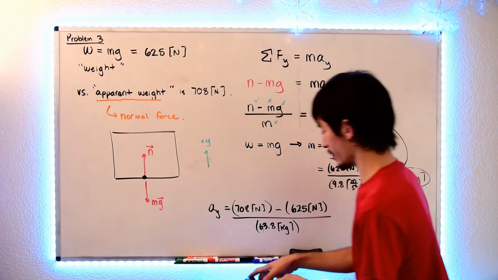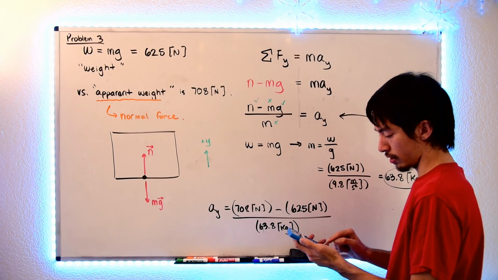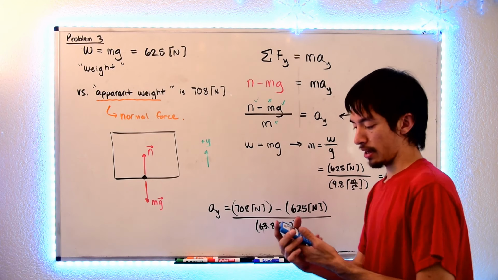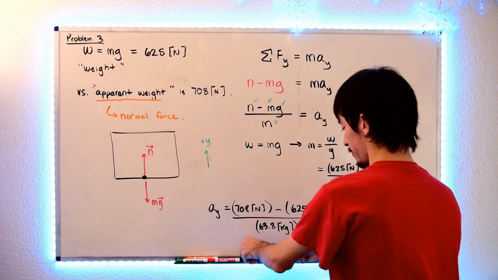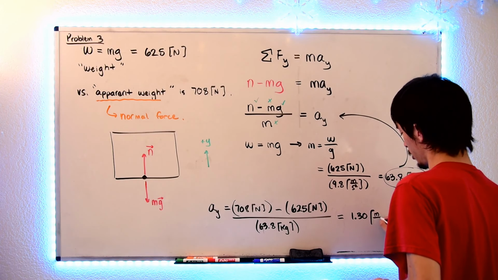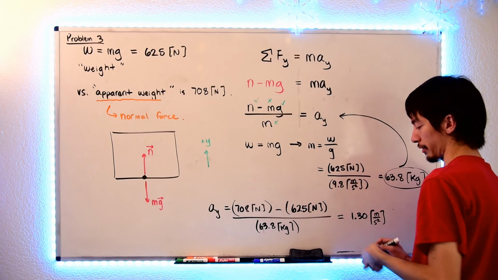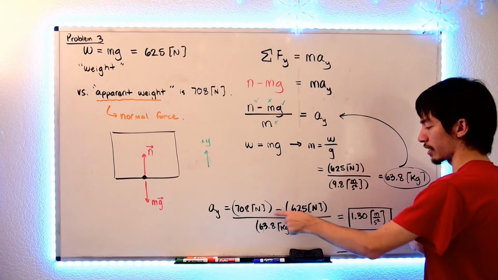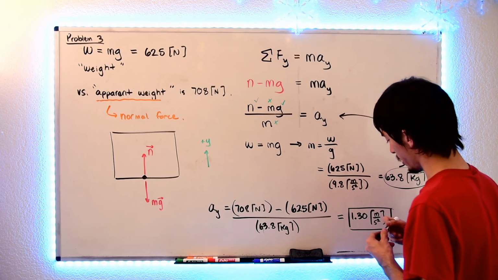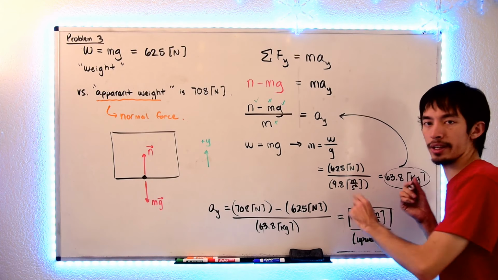Okay. So 625 and 708, the difference is 83, divided by the mass, 63.8. We get 1.3 for this. So the acceleration equals 1.30 meters per second squared. A newton divided by a kilogram will give you a meter per second squared, which is acceleration. And this answer is positive when you calculate it, so we get the acceleration is upwards, which we expected. So I should write parenthetically here it's upward. That's the direction of it, and the 1.30 is the magnitude.